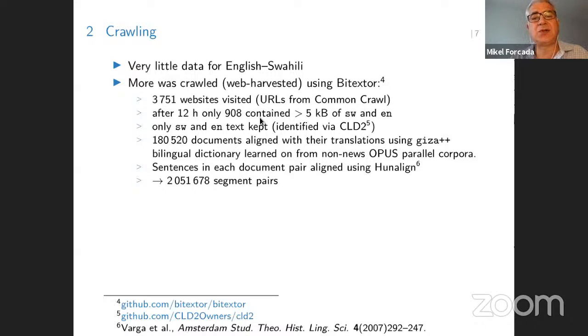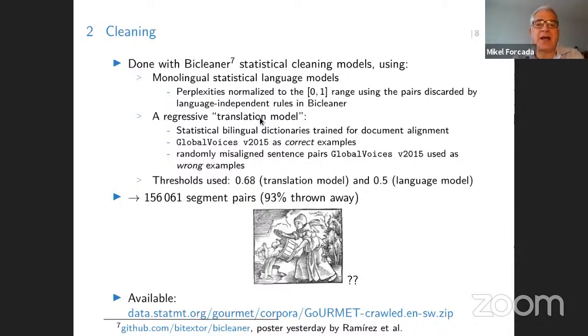But we decided to clean this, and we used Bicleaner, as was presented yesterday, on Monday by Gema Ramírez, or was it yesterday, I don't remember now. This is a statistical cleaning model that uses monolingual statistical language models and a regressor, which is a translation model. And it has to be trained on correct and incorrect alignment examples. So we used Global Voices version 2015 as correct examples. And we randomly misaligned sentence pairs from the same corpus and used them as wrong examples.